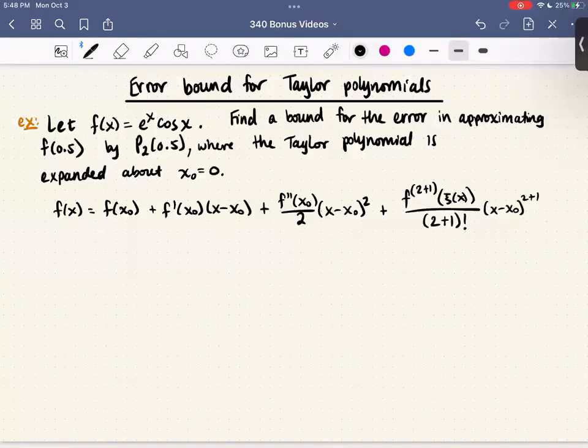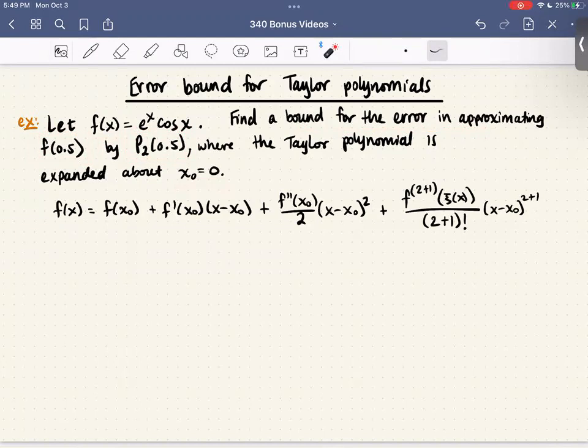Okay, let's do an example where we think about the error bound for a Taylor polynomial. Let's consider the function e to the x cosine x. And we're going to find a bound for the error when we're approximating f at x equals 0.5 by the second Taylor polynomial evaluated at x equals 0.5, where the Taylor polynomial is expanded about x sub 0 equals 0.